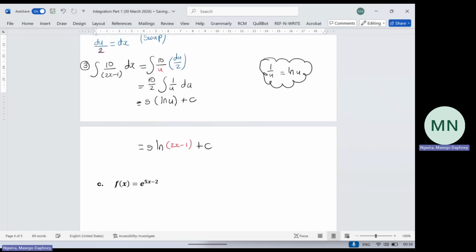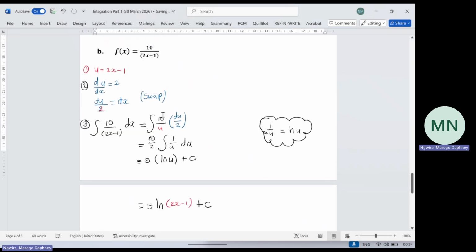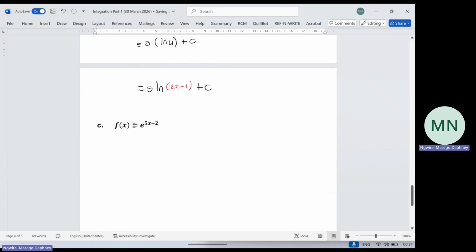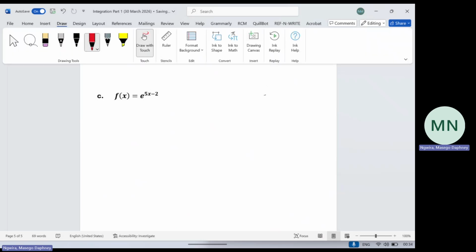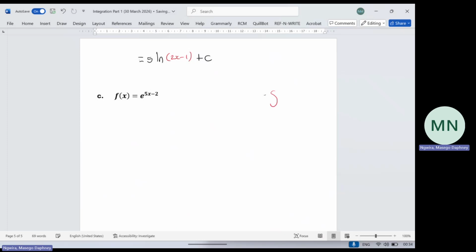Okay, let's do it again. We have a function like this. When you're seeing this, don't forget that we said that the integral of e to the power of x dx is equal to e to the power of x plus c. Please don't forget that.